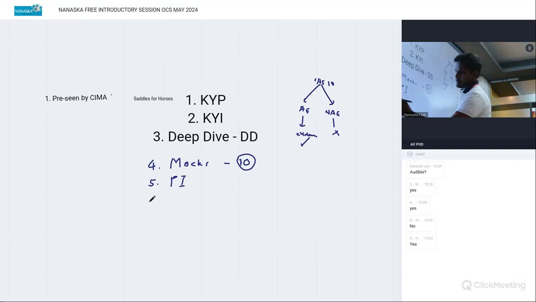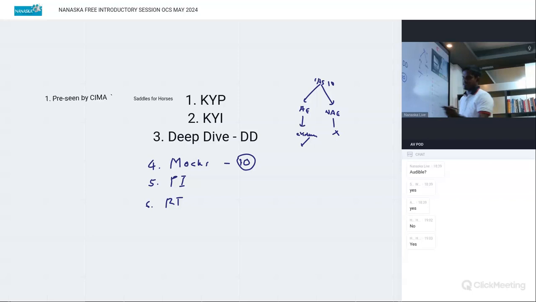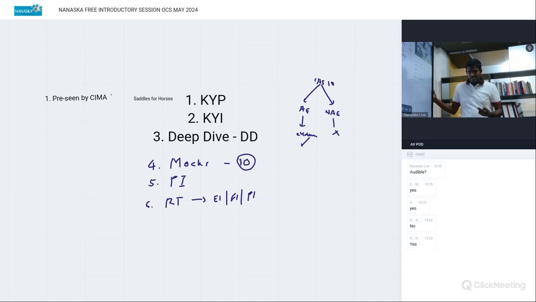Then we give you three refresh theory sessions, for your E1, F1, and your P1. RT is for your refresh theory, right? So you get two sessions for F1, two sessions for P1, and a recorded session for E1 to refresh your theory. They will cover the main theory areas that will be covered as part of your exam paper, right?